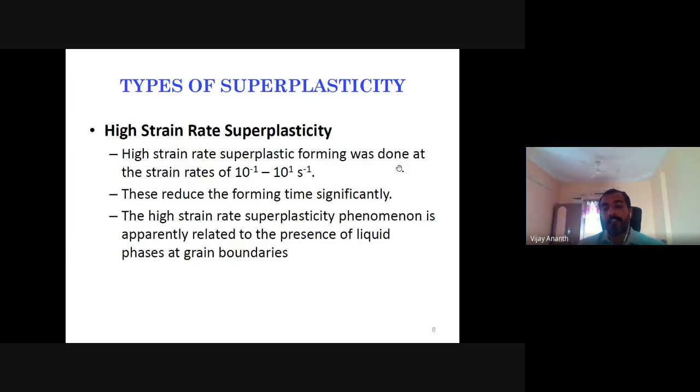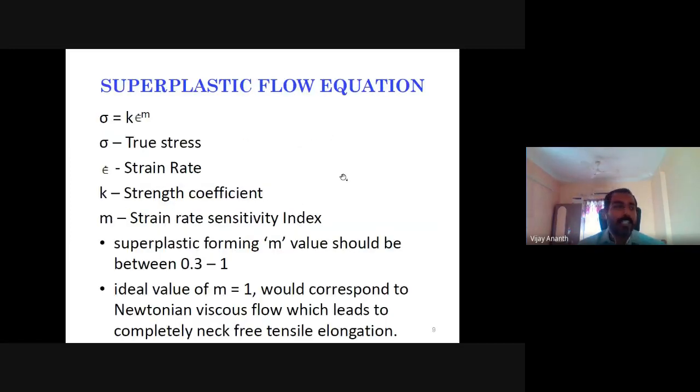As I have already told, the composite materials also will have a second phase, the reinforcement. Suppose in the metal we have silicon carbide particles. The silicon carbide particles will not disturb the grain movement, with the help of this second phase particle. So this is high strain rate superplastic forming. These are all the three types of superplastic forming.